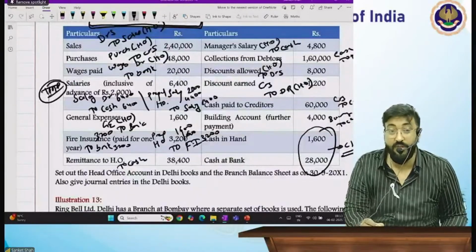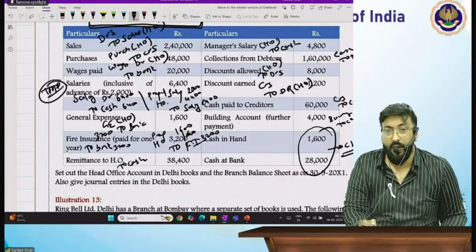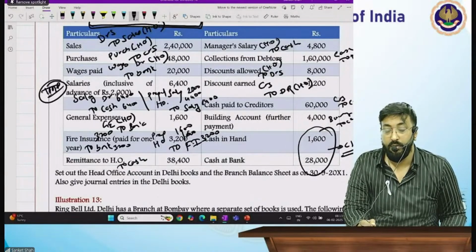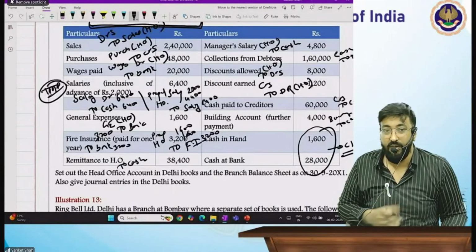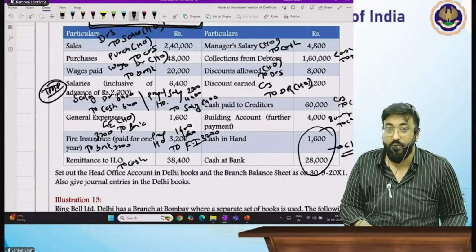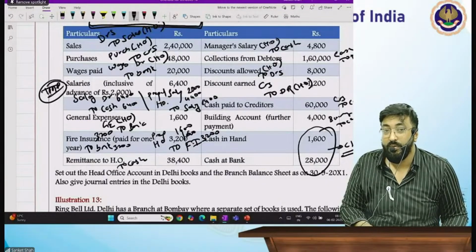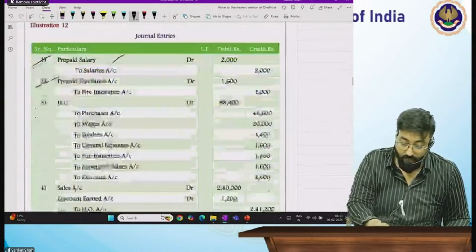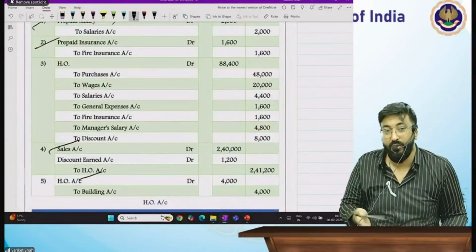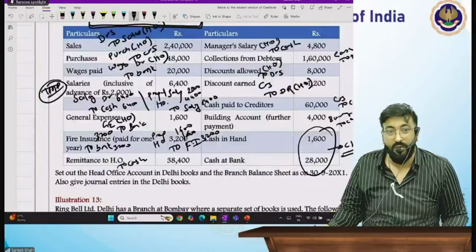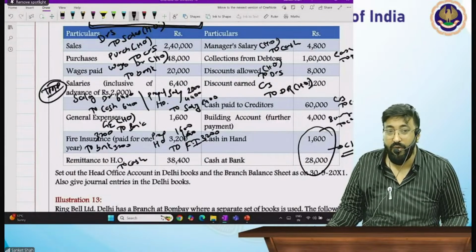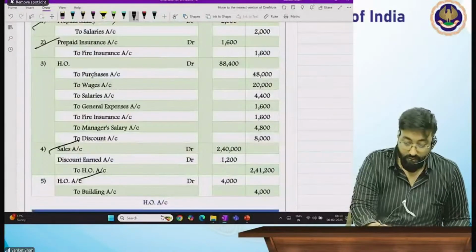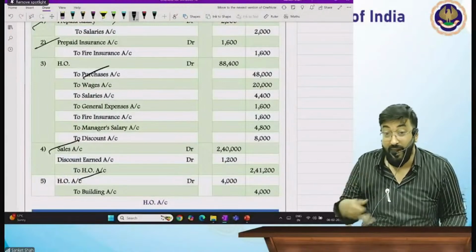Now sales. Which balance does sales have? Credit balance. At the end of the session, if you are saying sales as a debit balance, it is very difficult for me. Credit balance. And you are going to transfer it to whom? Head office. So sales account debit to head office. Purchase: what is the entry? Debit balance, so now you will give credit. So purchase credit. We are transferring these balances.